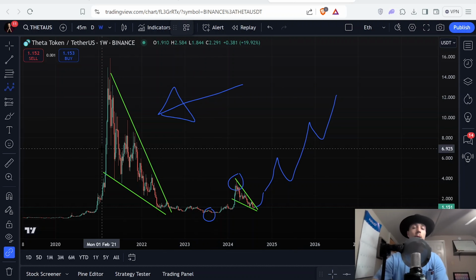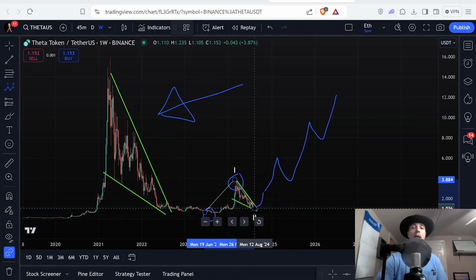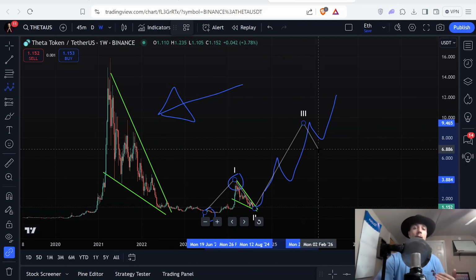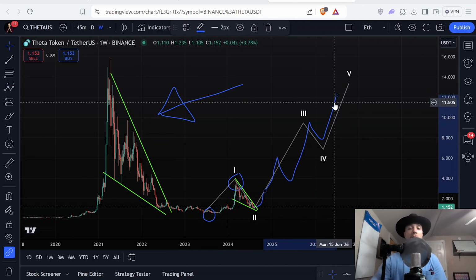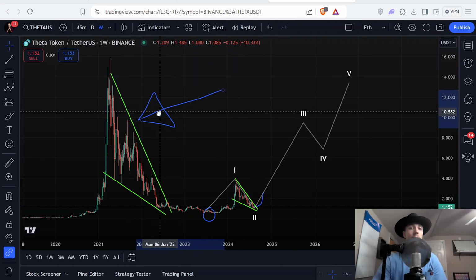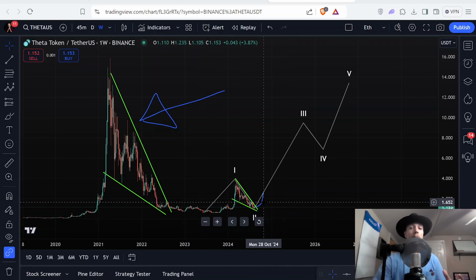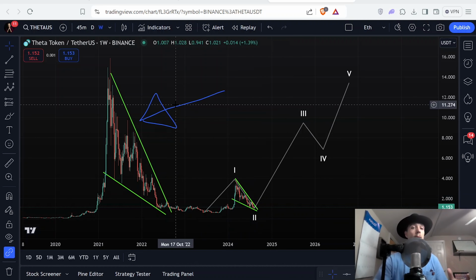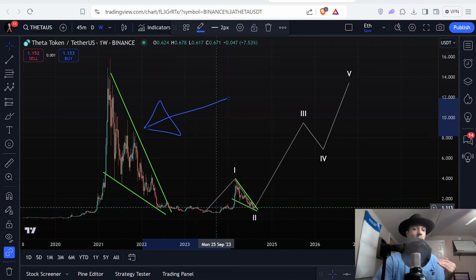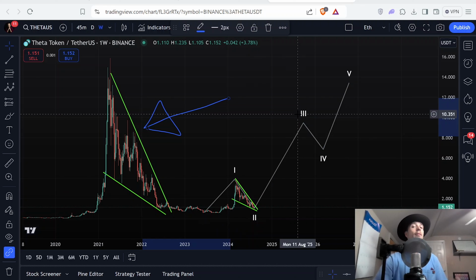And now we can talk a little bit about the Elliott waves that are going on here. So we have wave 1, wave 2, and we're expecting a wave 3, 4, and 5 coming on Theta. And that is because of that bigger falling wedge. We haven't even fully seen the bullish breakout that's going to come as a result of this falling wedge breakout. We've only seen the first Elliott wave. So that wave 3 is definitely coming.